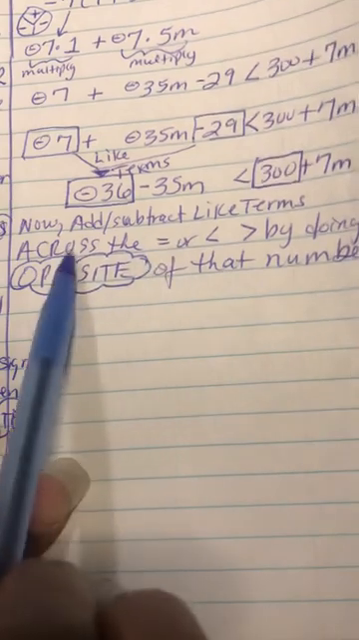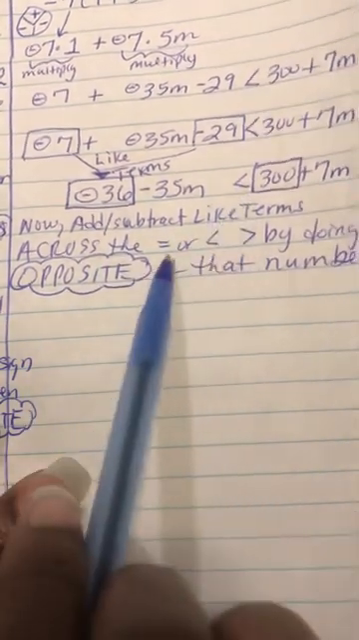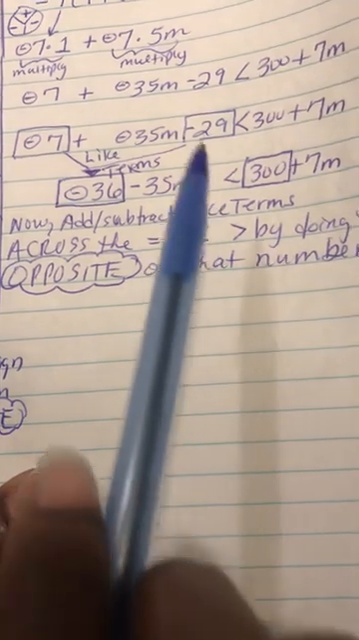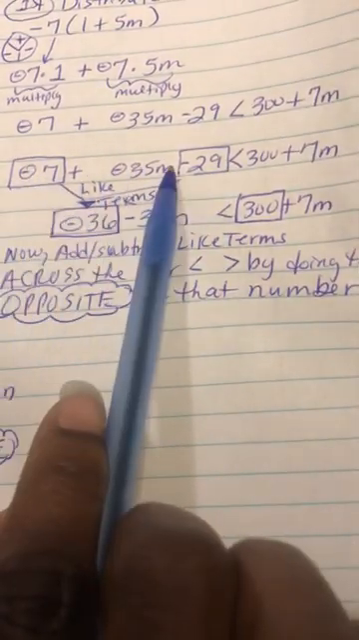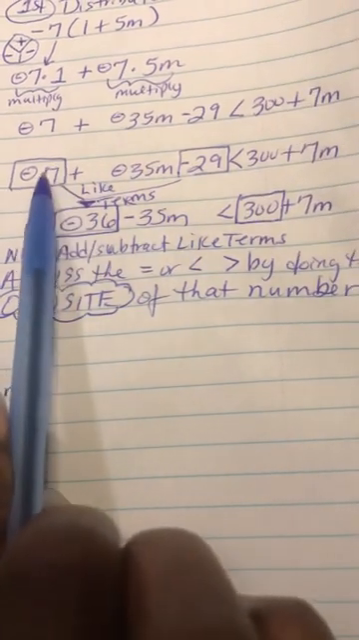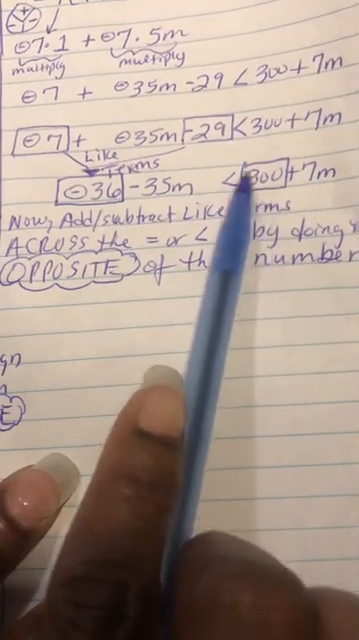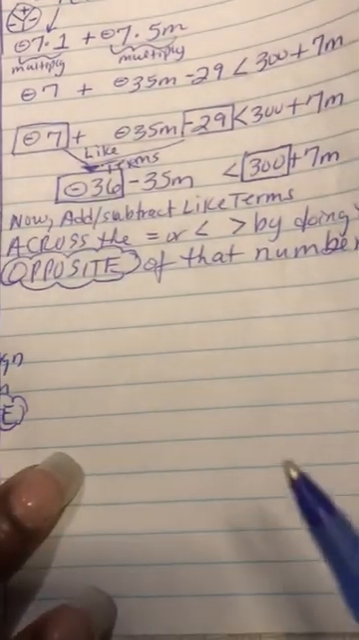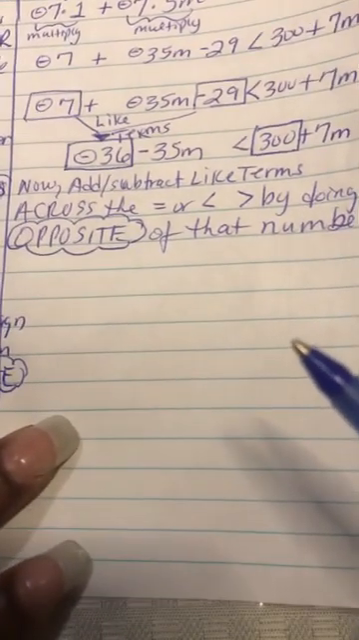Add or subtract like terms across the inequality or equal sign by doing the opposite of that number. Remember, when you're adding on the same side, you do not do the opposite. You just add negative 29 plus negative 7. If I want to move this number over here across this wall, because I'm going to draw a wall, then I have to do the opposite. So you have to remember those two distinctions.